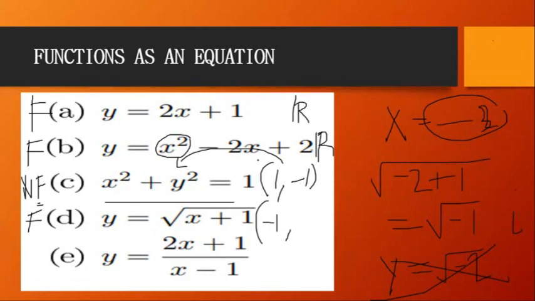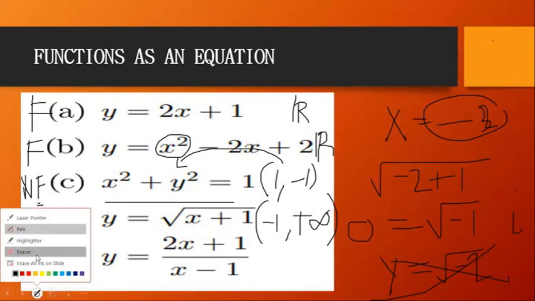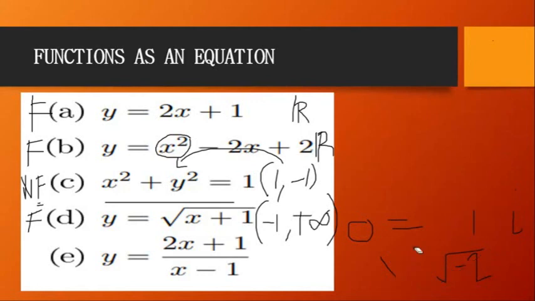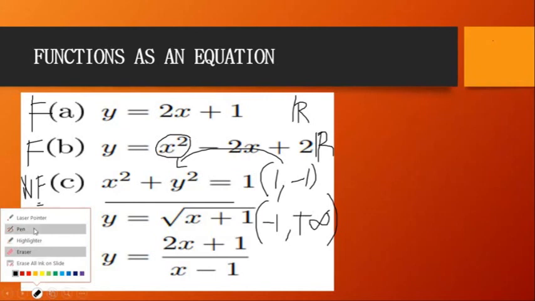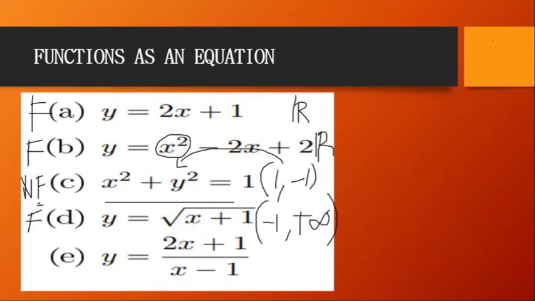Kaya -1 lang ang pwede nating gamitin kasi 0 naman yung nakuha natin kanina. Okay? At lahat ng positive numbers hanggang positive infinity ay pwede nating gamitin. Okay? So, majority naman ay pwedeng gamitin. Kaya ang sagot natin sa letter D ay function. Next, for letter E naman, okay, for letter E, we have a fraction type. So, meron tayong numerator, meron tayong denominator. 2x plus 1 divided by x minus 8.